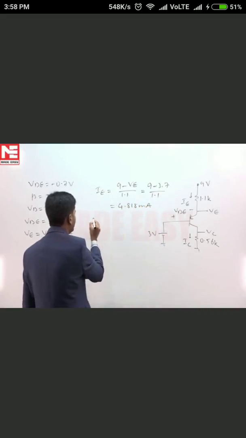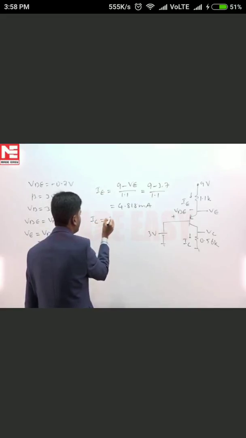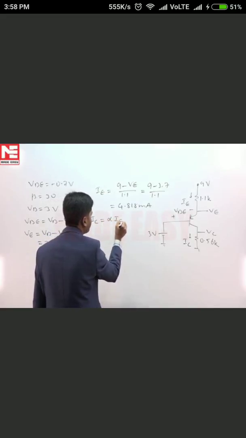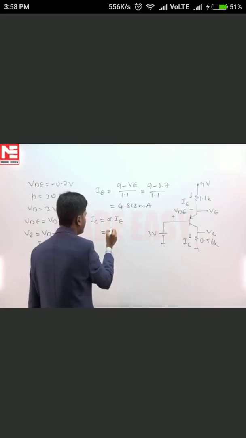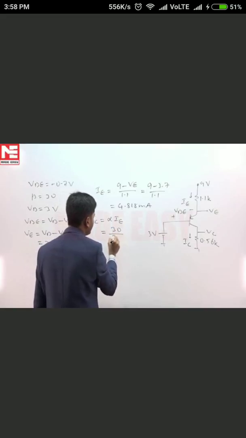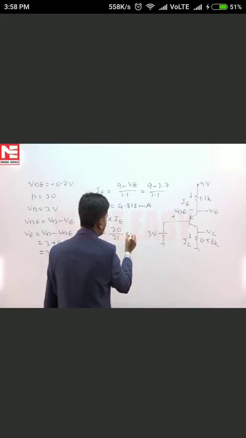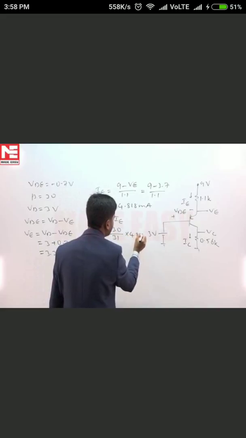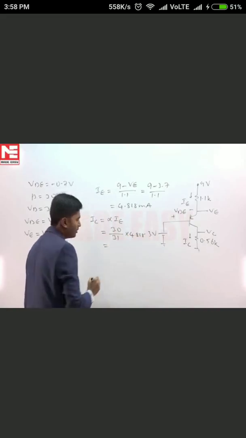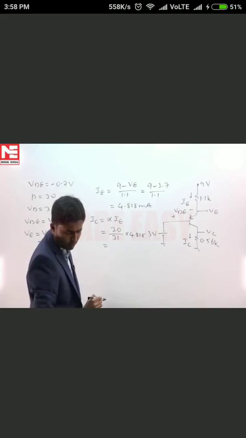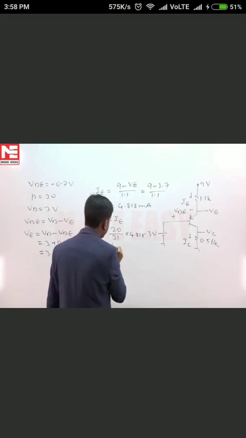Now from emitter current we can calculate collector current. It is alpha into emitter current. That alpha will be beta divided by 1 plus beta, 30 divided by 31 into 4.818. And if you find it out, it will be equal to 4.62 milliampere.